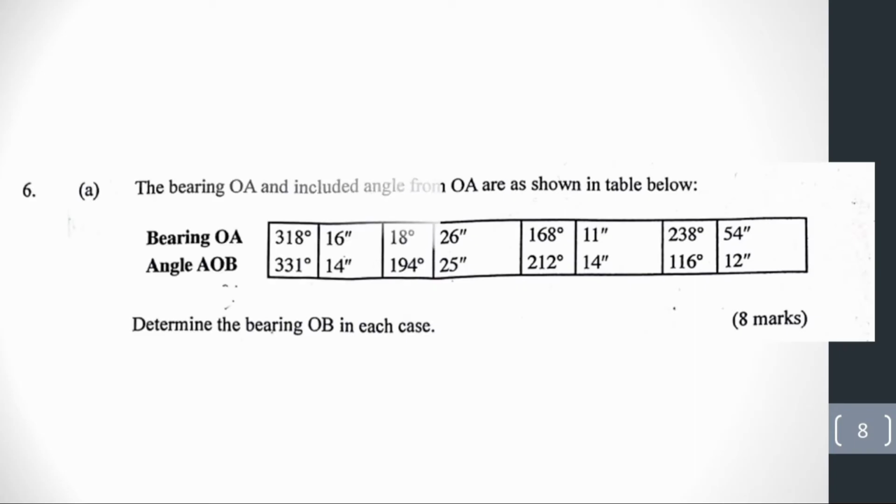Yeah, let's go ahead. Question 6. Question 6a, the bearing of OA and the included angle AOB as shown in the table below. So in that table, we have the bearing of OA and we have the angle AOB given there for 4 different readings, and then we are being told to determine the bearing OB in each case. A total of 8 marks.